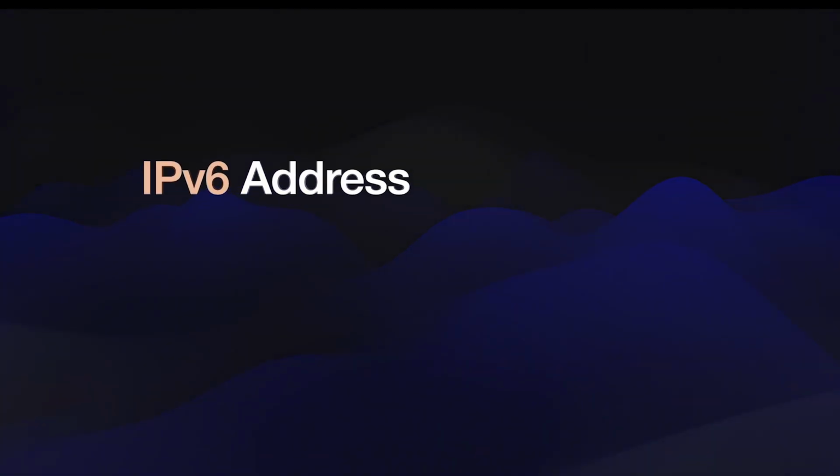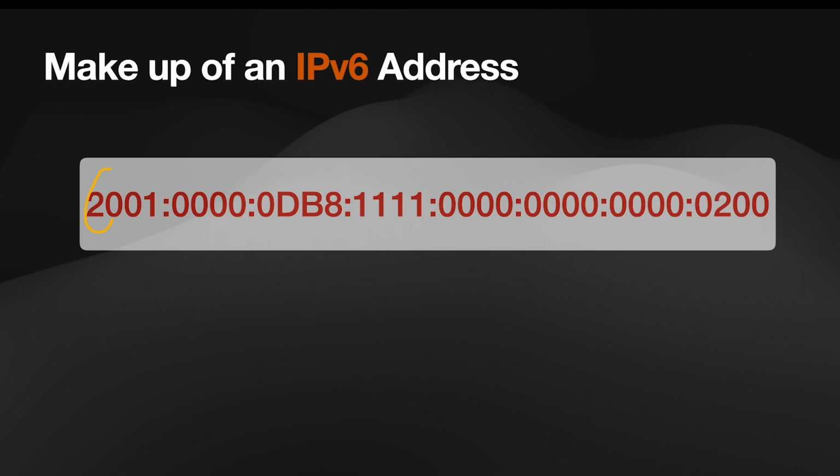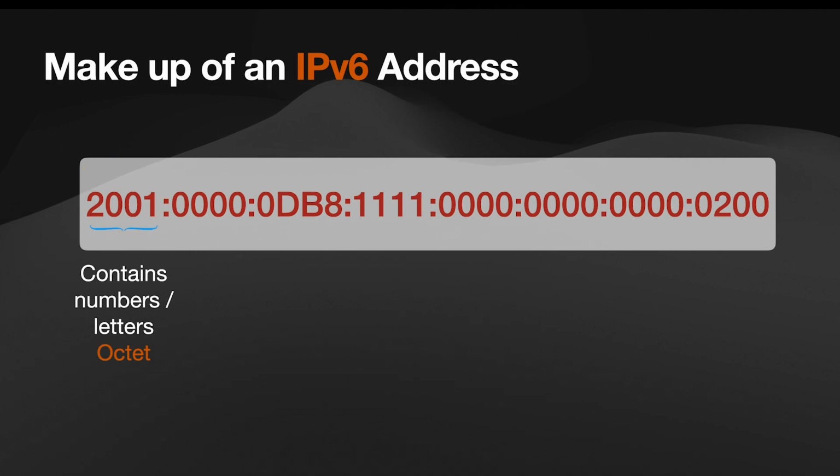All right, so now we're going to go over an IPv6 address. So right here is an IPv6 address. IPv6 addresses are in hexadecimal format. So we have both numbers here, and we also have letters, which are new. All right, so each of these little sections are an octet, and they again have numbers and letters within them.